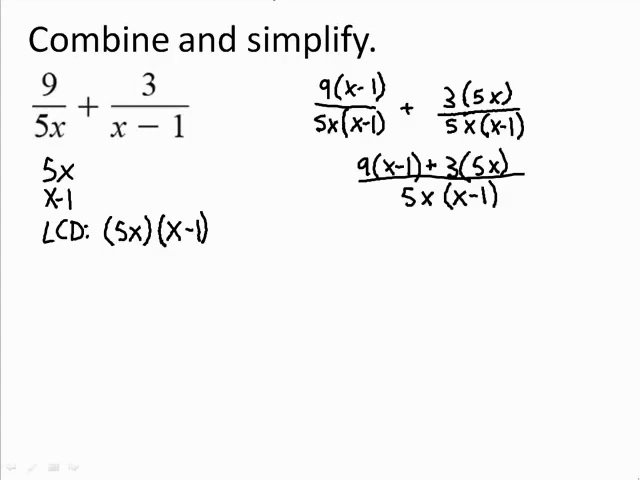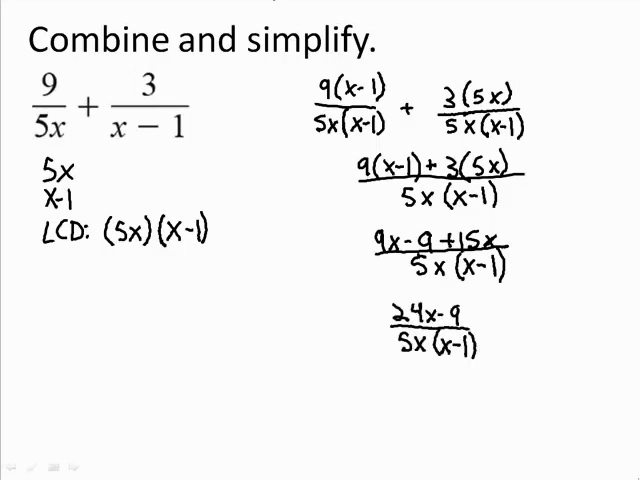9 times the quantity x minus 1 plus 3 times 5x divided by 5x times the quantity x minus 1. Distribute the 9 to the x minus 1 and multiply the 3 and 5x. 9x minus 9 plus 15x divided by 5x times the quantity x minus 1. Combine like terms. The simplified expression is 24x minus 9 divided by 5x times the quantity x minus 1.